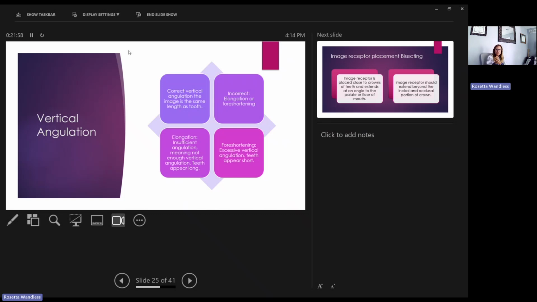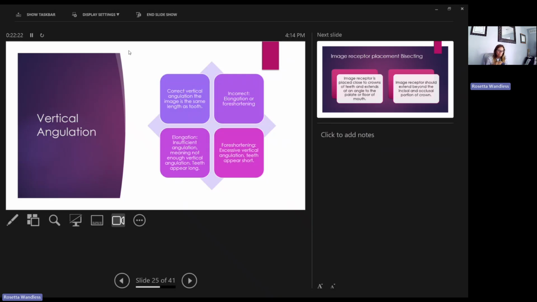Now, for correct vertical angulation, the image is the same length as the tooth, ideally. If there's any error where our PID or tube head is pointed too high or too low, we're going to get either elongation of the tooth, which is going to look really long, or foreshortening, which will shrink the tooth down to like a nub. So for elongation, that means we have insufficient angulation, meaning not enough vertical angulation, and the teeth will appear long.